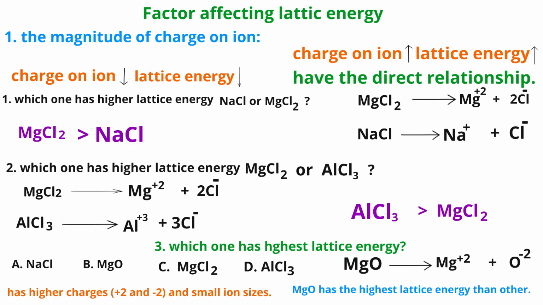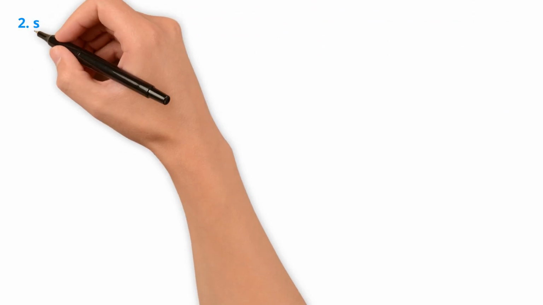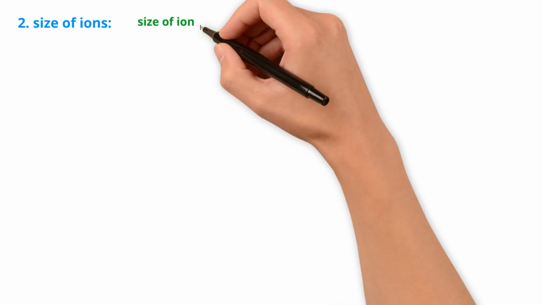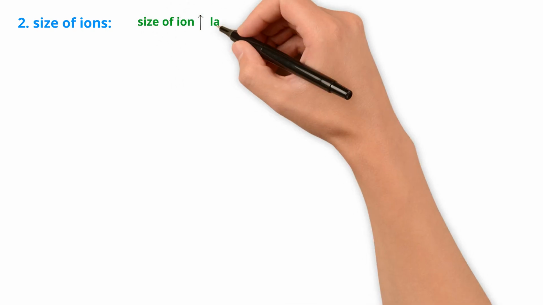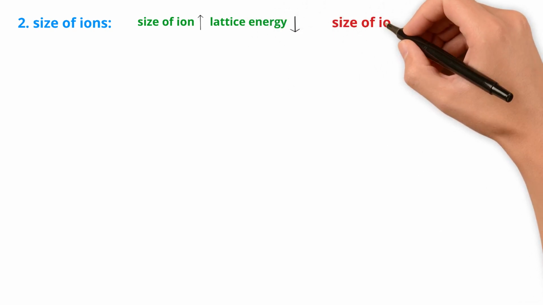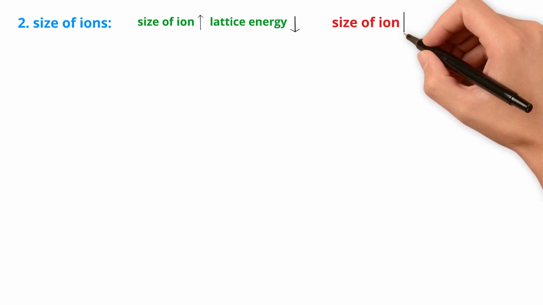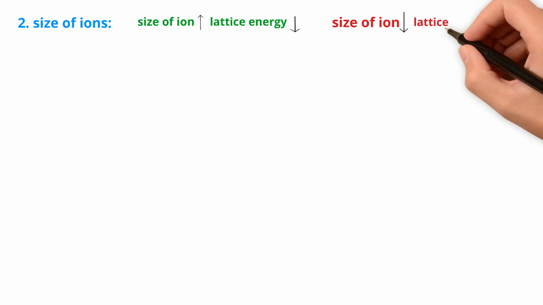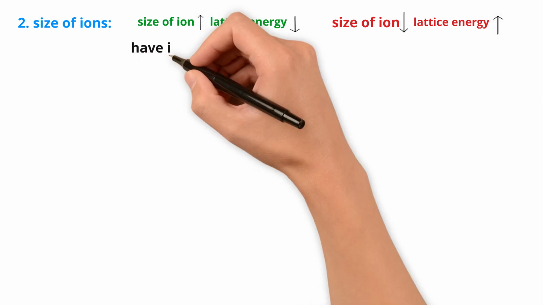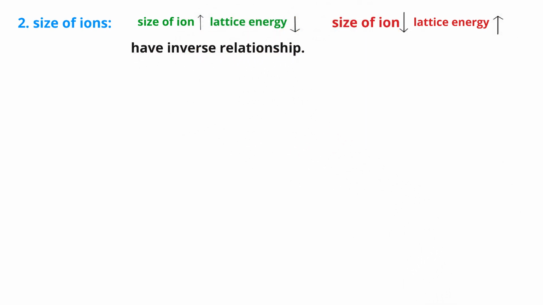The second factor that affects lattice energy is the size of ions. Size of ions increases, lattice energy decreases. And size of ions decreases, lattice energy increases. Means that size of ions and lattice energy have an inverse relationship.